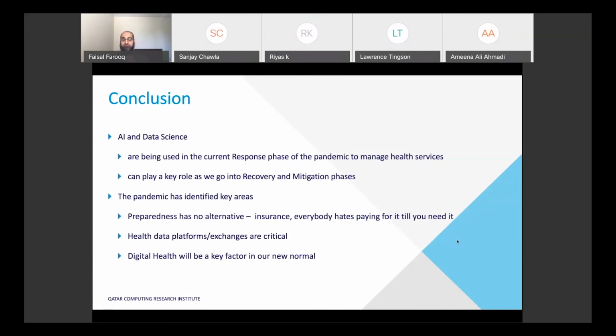Having said that, honestly, preparedness has no alternative. It's like insurance. Everybody hates paying for it till you need it. So we need to invest in being prepared. And part of preparing that, coming from an AI and data science perspective, is to build these health data exchange platforms, and to invest in digital health, which is going to be a key factor in our new normal.